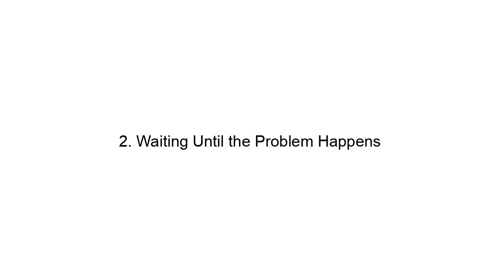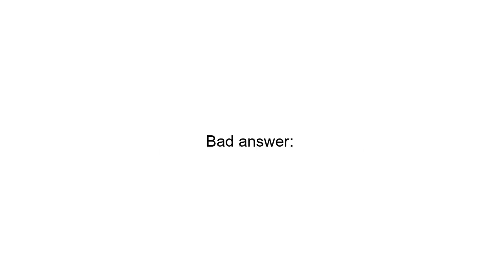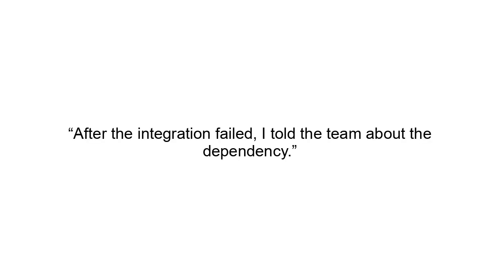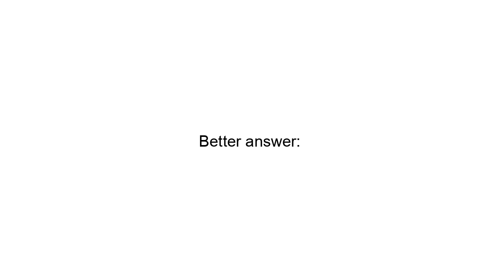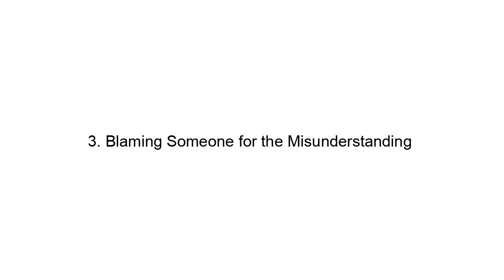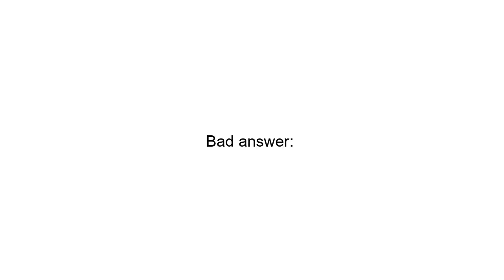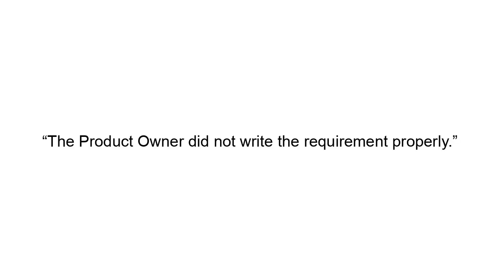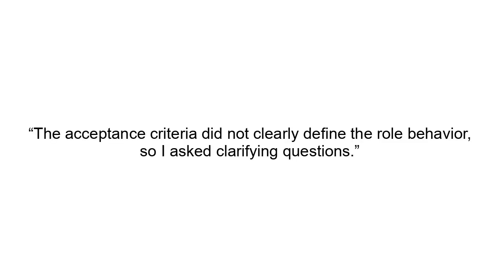2. Waiting until the problem happens. Bad answer. After the integration failed, I told the team about the dependency. Better answer. I raised the dependency risk early and created a mitigation plan before testing was affected. 3. Blaming someone for the misunderstanding. Bad answer. The product owner did not write the requirement properly. Better answer. The acceptance criteria did not clearly define the role behavior, so I asked clarifying questions.